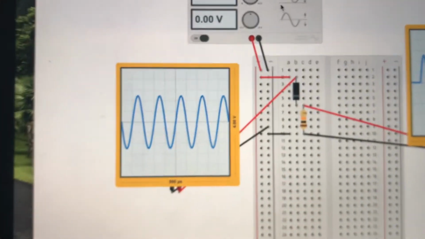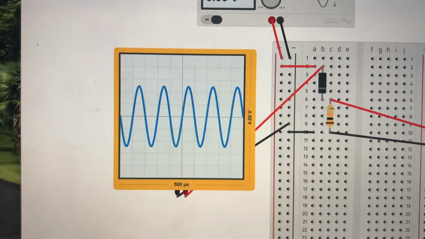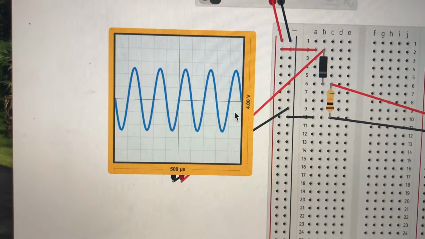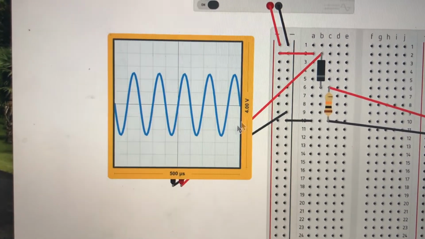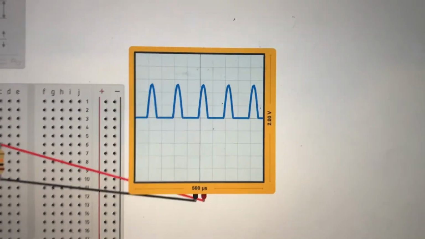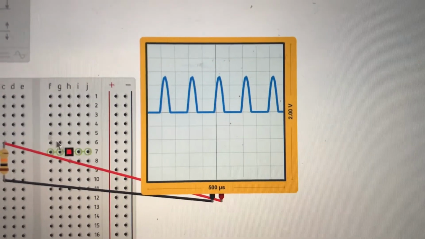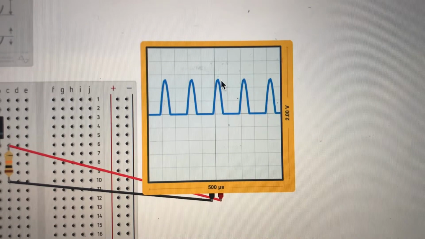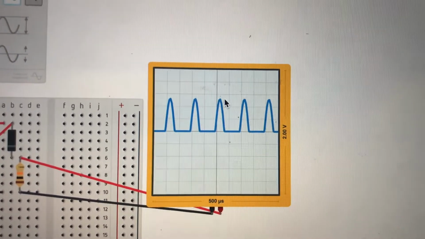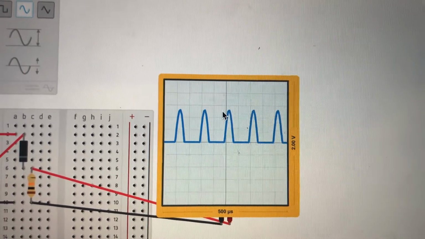So we can look at the input here, and you can see that that is about 1 volt to the top, 2 volts peak to peak, as we would expect to see. And looking at the rectified output, a little over 0.5 volts is going to be the peak voltage there.